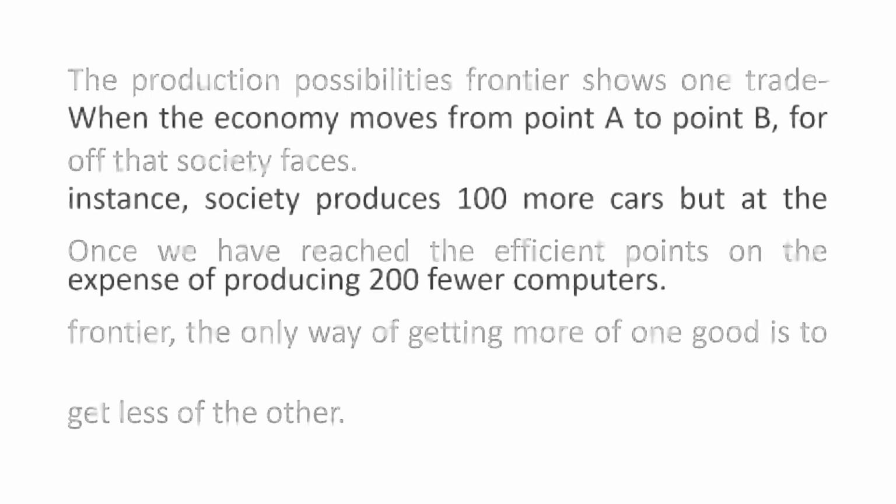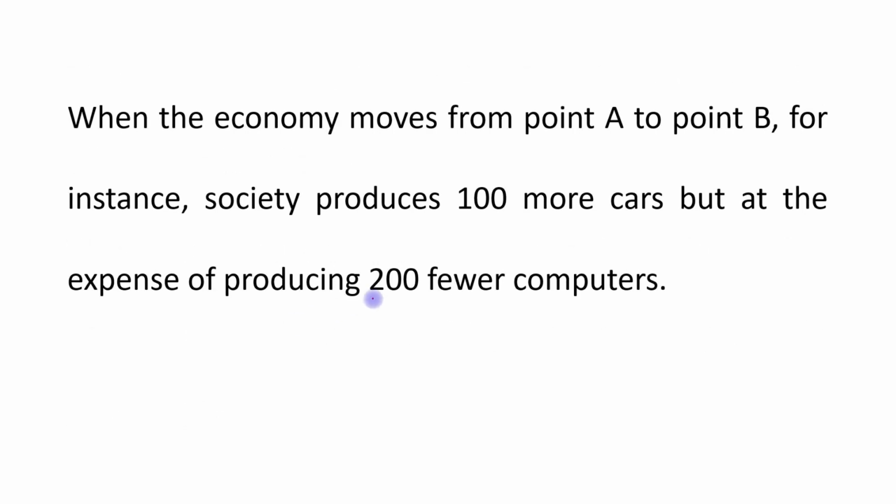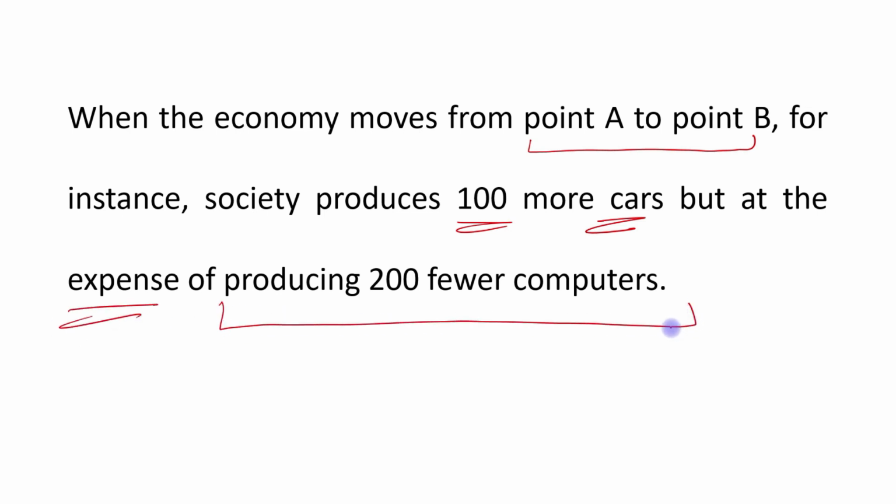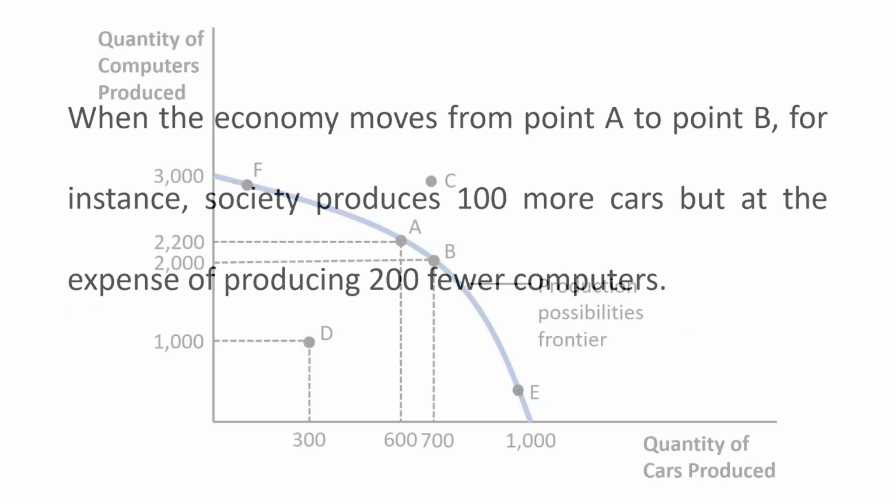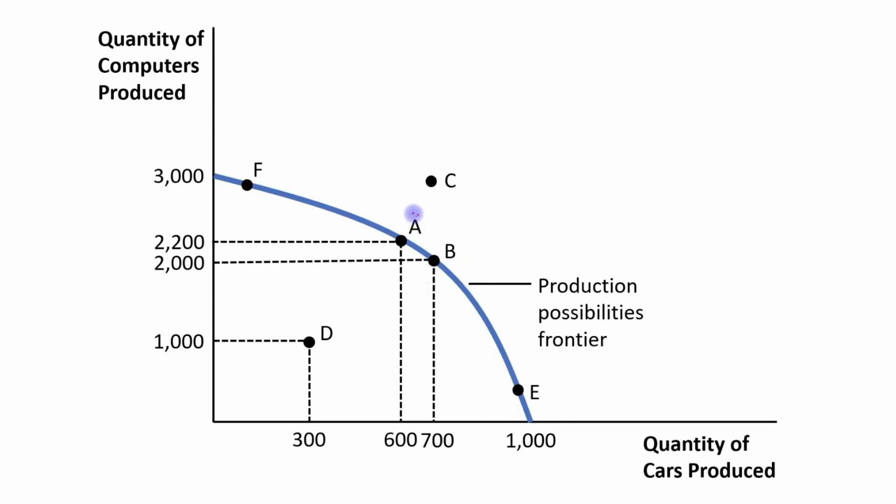तो वो ये कह रहा है कि अब इसको एग्जांपल के थ्रू समझते हैं, suppose that when the economy moves from point A to point B, the society produces 100 more cars but at the expense of producing 200 fewer computers. तो यहाँ पे ट्रेड ऑफ की वो बात कर रहा है, that for example if we move from point A to point B, so we can see that no doubt the production of cars is increased plus 100, right? But at the expense of fewer computers. So this is a trade-off.